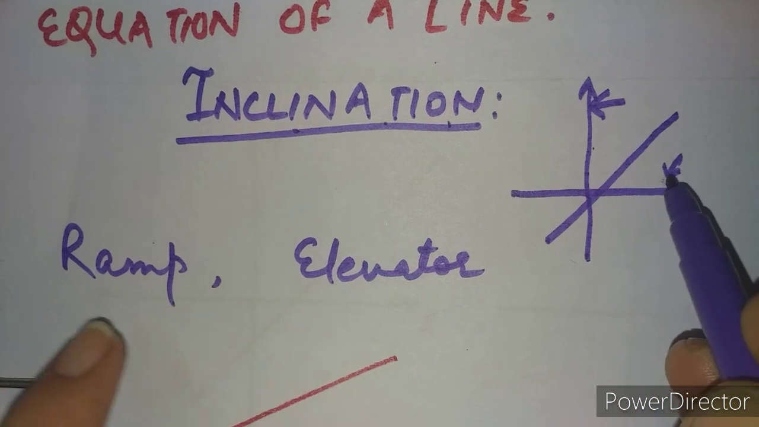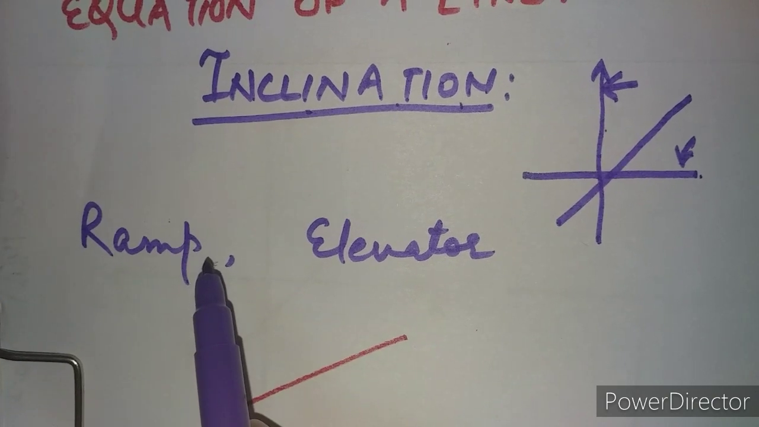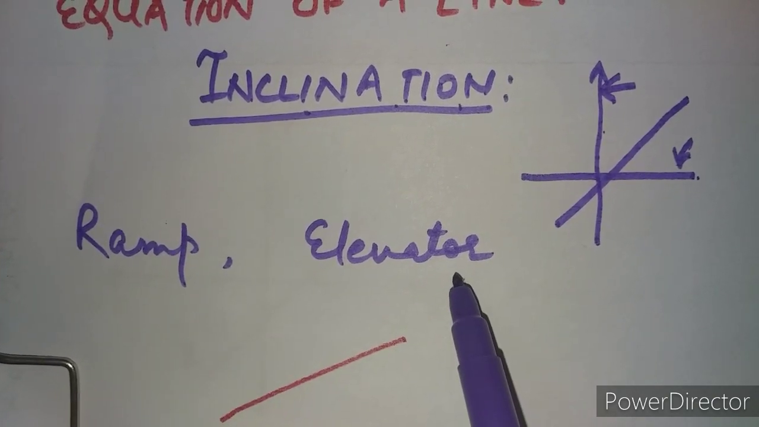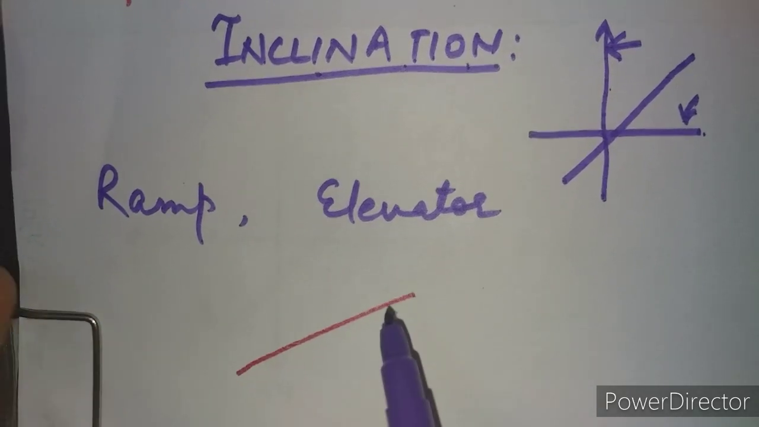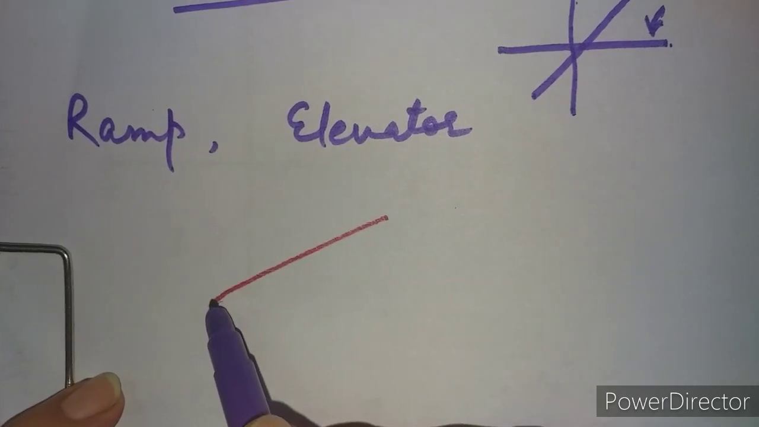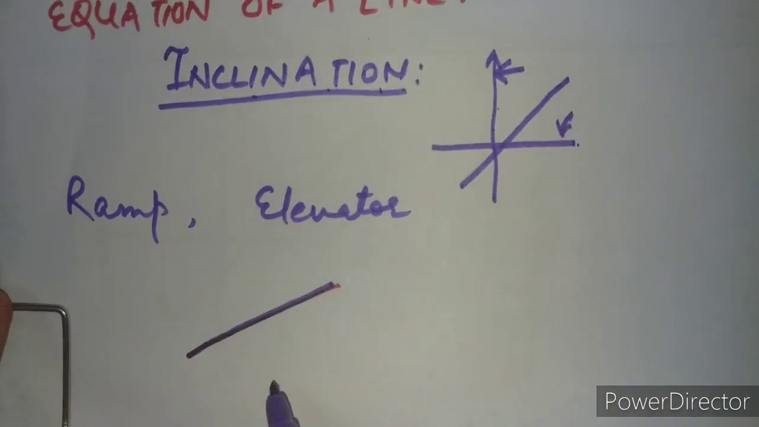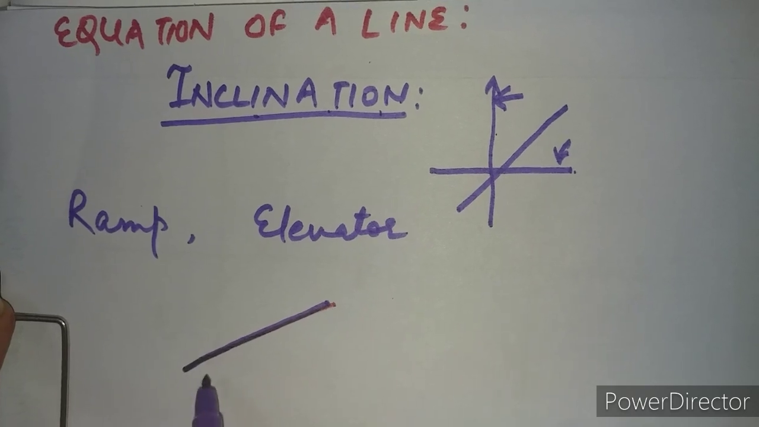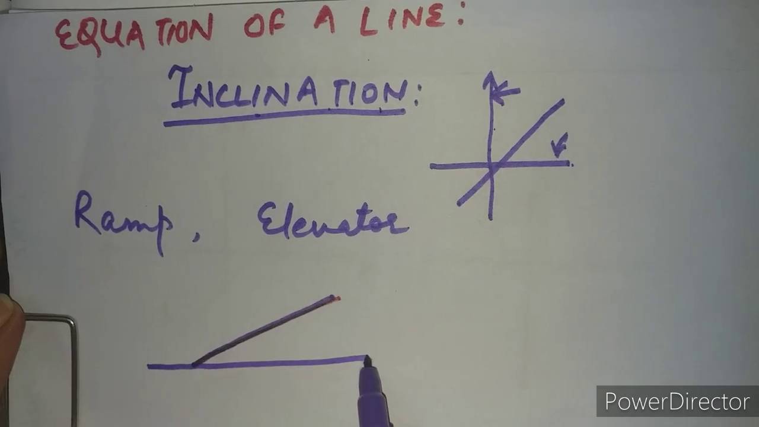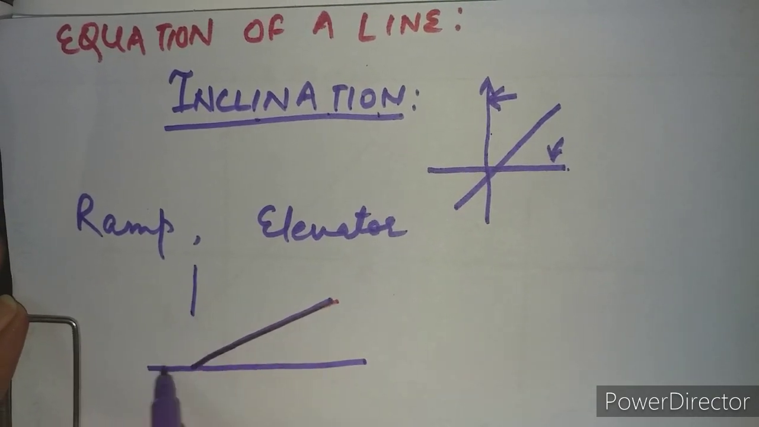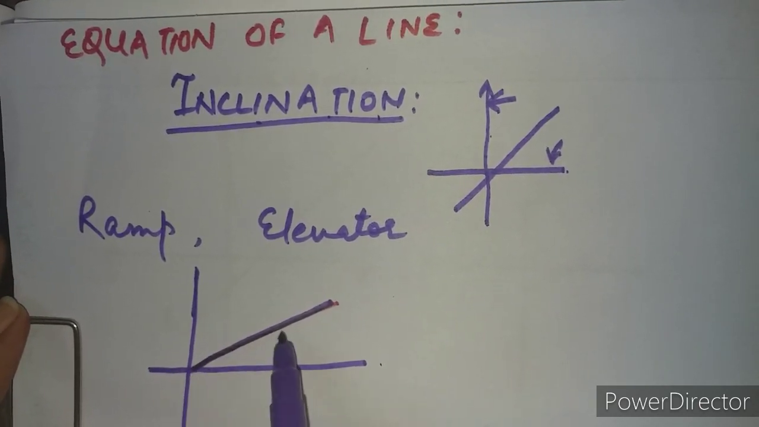The third option is that the line can be inclined also. When we talk about an inclined line, we can visualize the picture of a ramp or an elevator in front of our eyes. The elevator or the ramp is the best example of an inclined plane. This is the way the elevator or the ramp is drawn. Now when we say it is an inclined plane, it is inclined to what? It is definitely inclined to a horizontal line only. So let us say that horizontal line I have drawn here, and I can draw one vertical line also here, right?